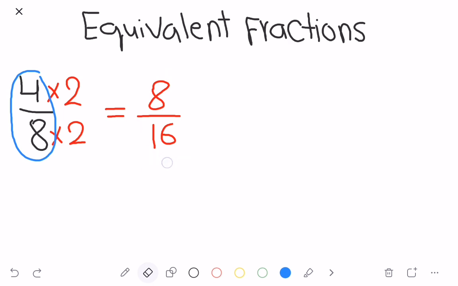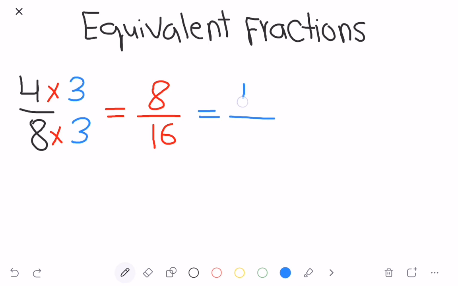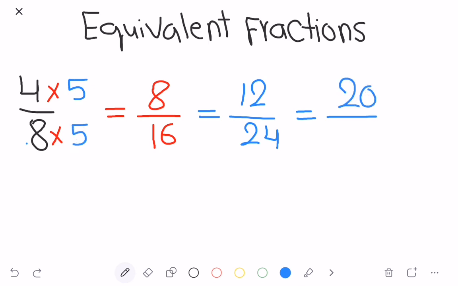To find another equivalent fraction, let's multiply numerator and denominator by 3. 4 times 3 equals 12. 8 times 3 equals 24. To find another equivalent fraction, let's multiply numerator and denominator by 5. 4 times 5 equals 20. 8 times 5 equals 40. So 4 over 8 is equivalent to 8 over 16, 12 over 24, and 20 over 40. These fractions have the same amount.